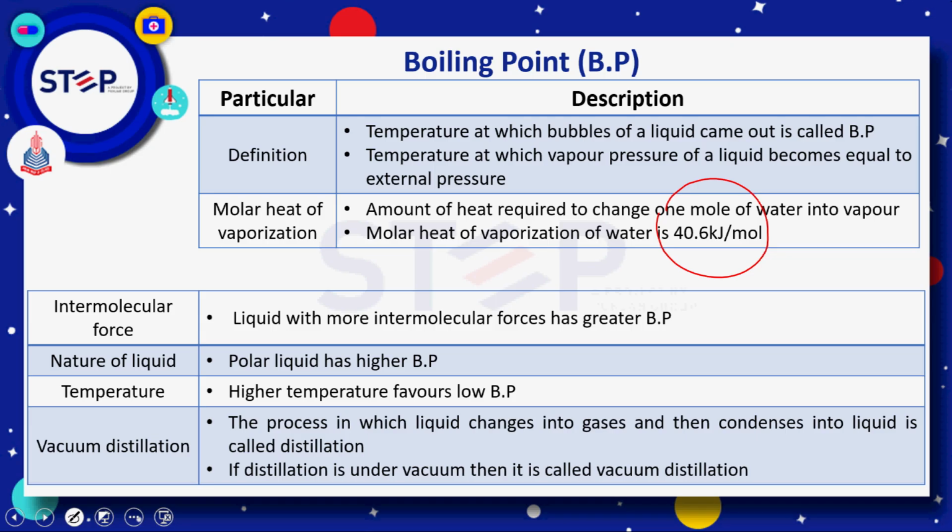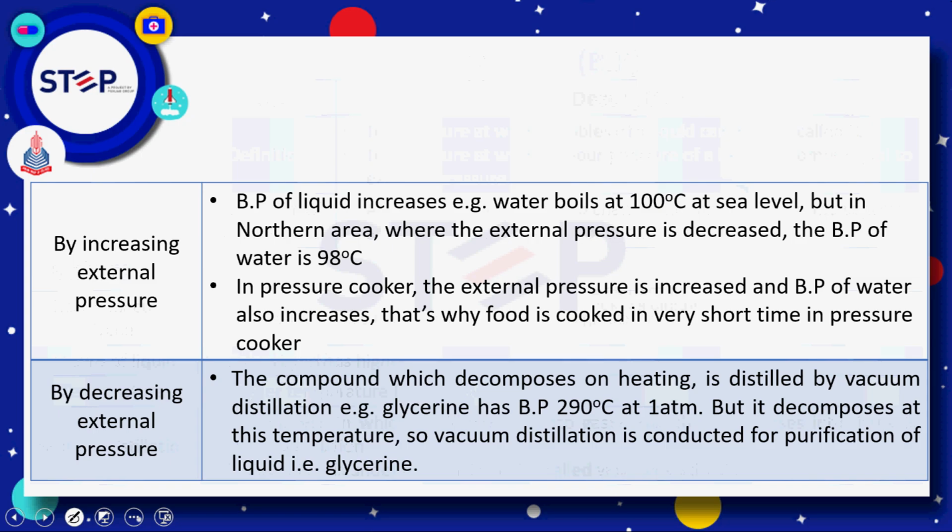Vacuum distillation: the process in which liquid changes into gas and then condenses into liquid is called distillation. If distillation is under vacuum, then it is called vacuum distillation. By increasing external pressure, boiling point of liquid increases.